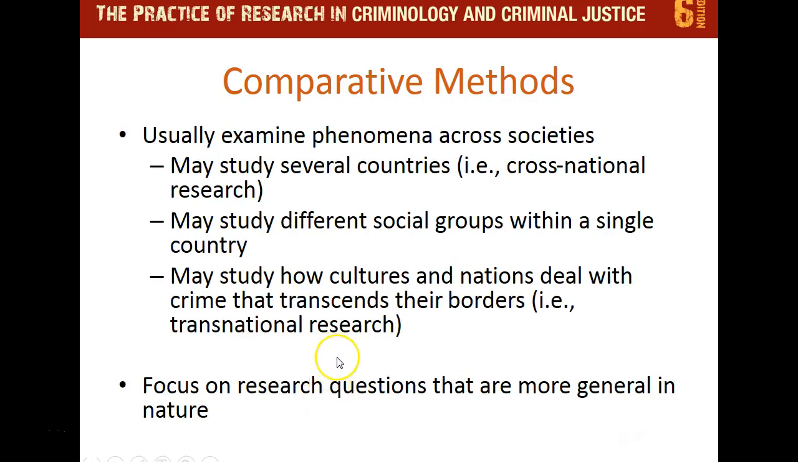Comparative methods usually examine phenomena across societies. It could study several countries. You could be studying several social groups within one country. So it's across cultures and nations. In many of these studies, you study how cultures and nations deal with crime that transcends their borders, and then you compare it to other nations. This also is a focus on research questions that are more general in nature.